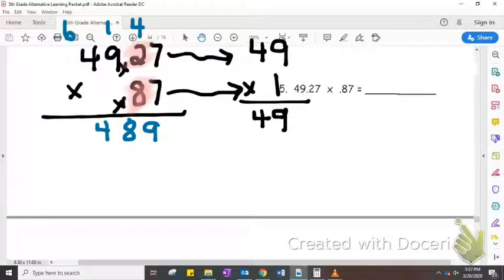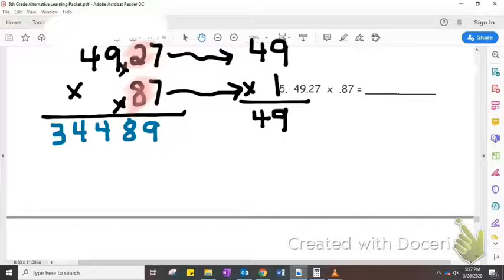7 times 4 is 28, plus the 6 makes 34. I'm doing this in my head. 28. Okay, so now I'm going to the pretend tens place. That's really 8 tens. That's why we're supposed to put a 0 here in the next row.